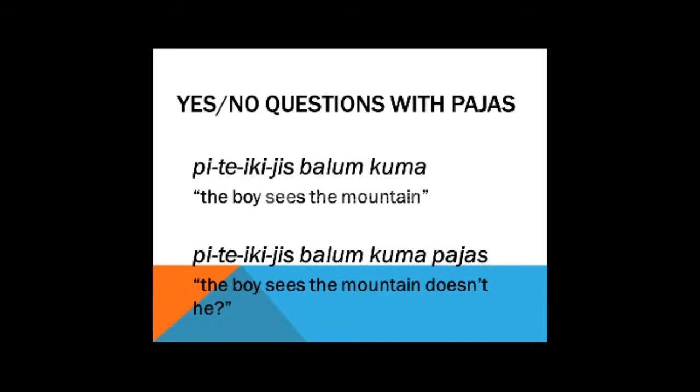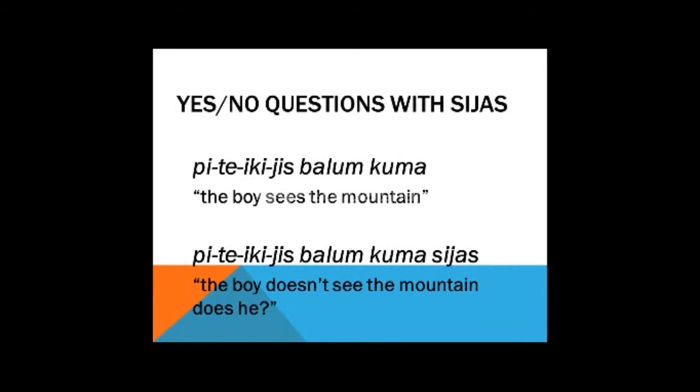Now the second one. Again, the statement, Picha kayis balum kuma, the boy sees the mountain. Equivalent question, I'm going to stick the second particle on the end this time, and I'm going to get Picha kayis balum kuma. This could be translated as, again, does the boy see the mountain? It's a yes-no question. But basically when you're using this one, you're suspecting that the boy does see the mountain, so it's better translated as something like, the boy sees the mountain, doesn't he?